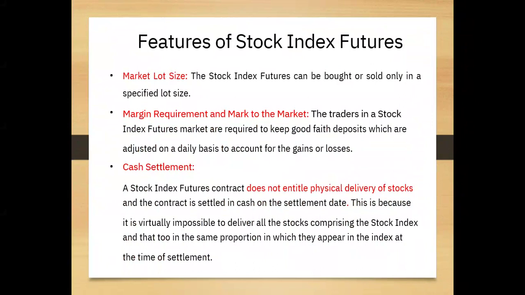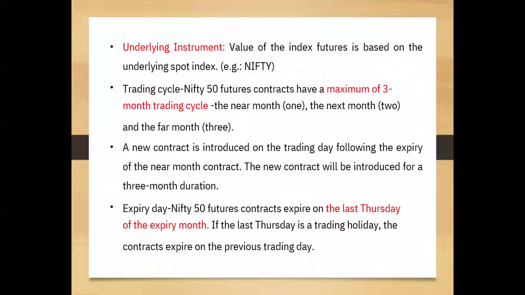Again, cash settlement. A stock index futures contract does not entitle physical delivery of the stocks, and the contract is settled in cash on that particular day. This is because it is virtually impossible to deliver all the stocks comprising the stock index in the same proportion in which they appear in the index at the time of settlement. So the underlying instrument is the Nifty or Sensex.